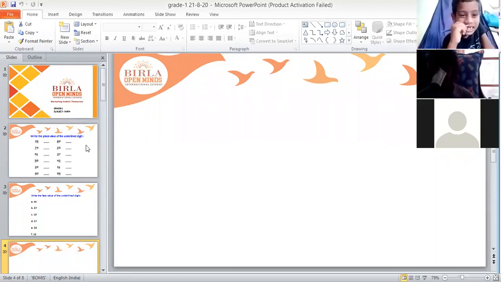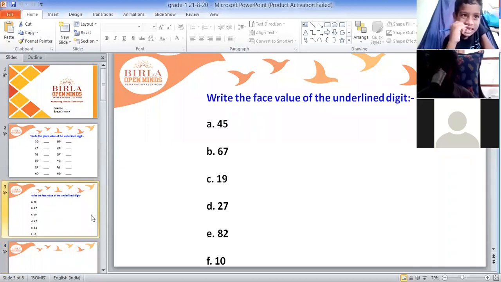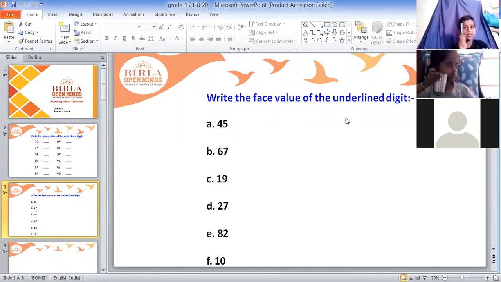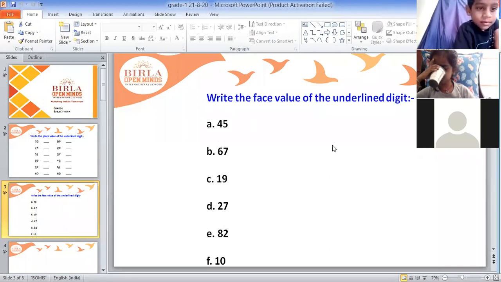Yes, children. So now note down next. In new page, right? Okay. So now write the question. Write the face value of the underlined digit. Children, start writing this question in your notebook. And after every question, you have to leave one line. Start writing, children. Then we will write the face value quickly. 6 questions are there. Note down these 6 questions.